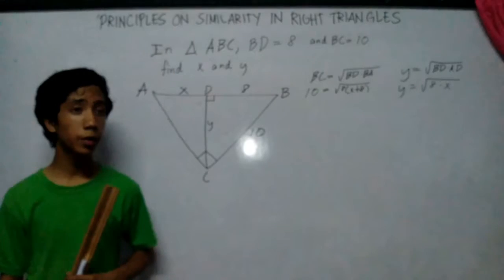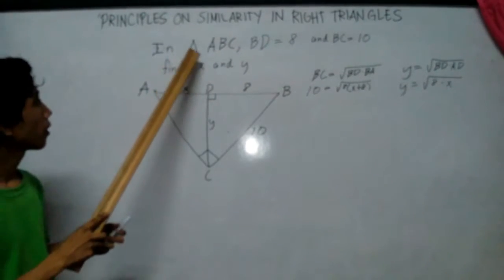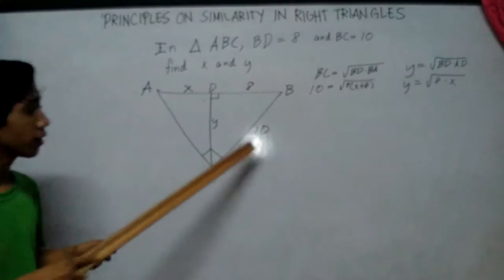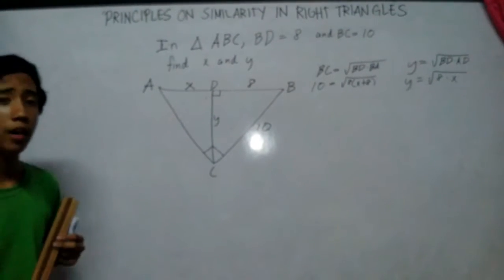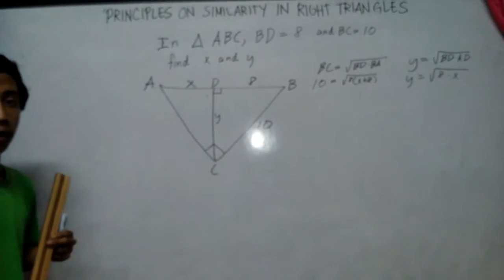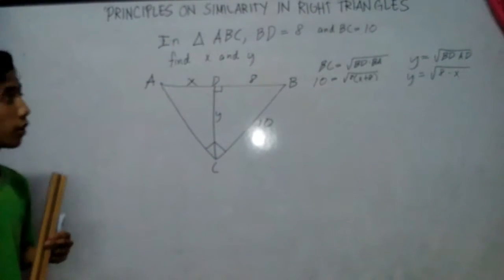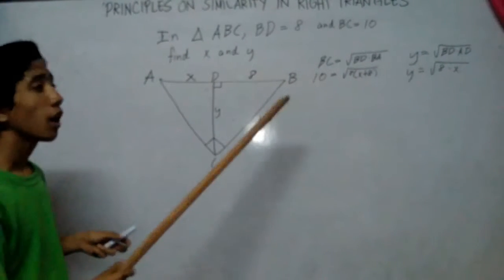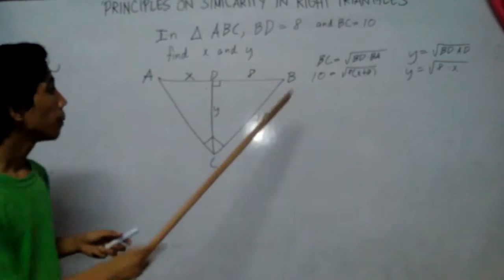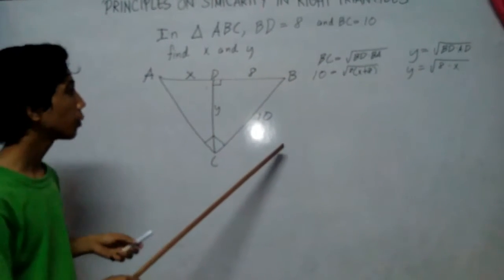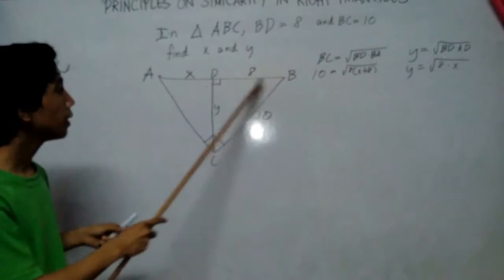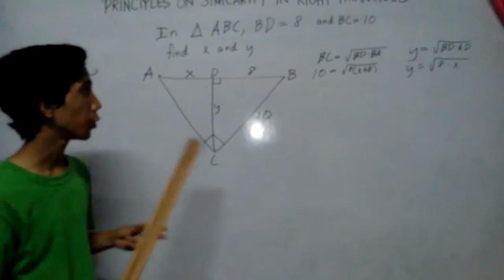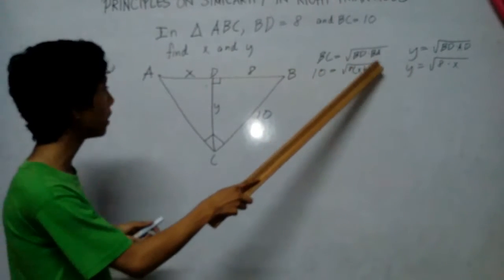Now, given another problem, in triangle ABC, BD is equal to 8 and BC is equal to 10. Now, we are asked to find x, which is a segment of the hypotenuse of the original triangle, and y, which is the altitude drawn to the hypotenuse. According to principle 8, BC is equal to the square root of BD and the whole hypotenuse. Now, we can write that in an equation where BC is equal to the square root of BD times BA.